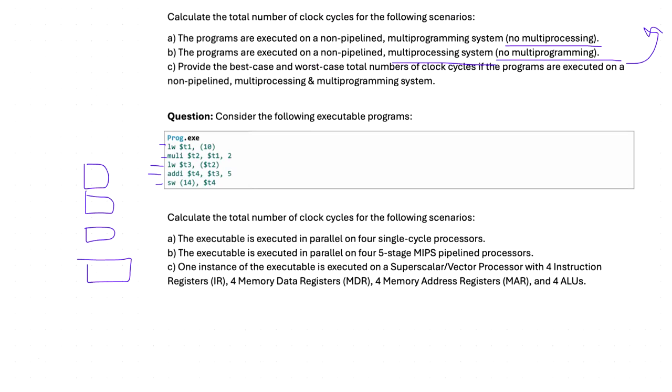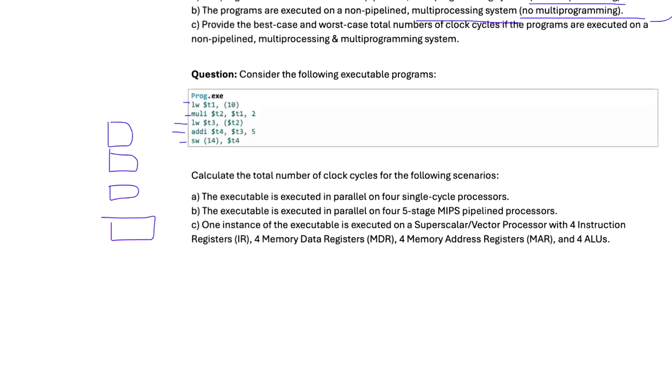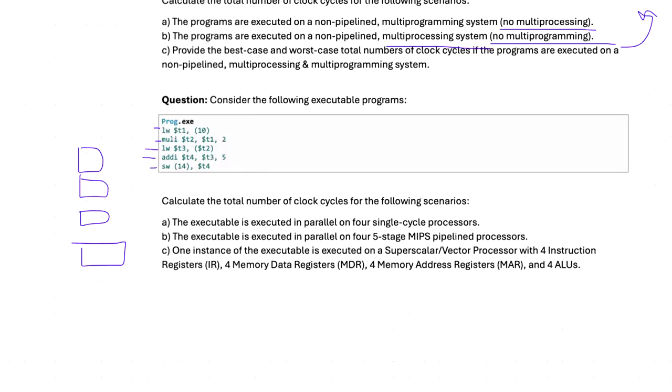So we know that neither of these are going to be on MIPS, right? This is just single cycle. So each line of code is going to be 1 cycle.